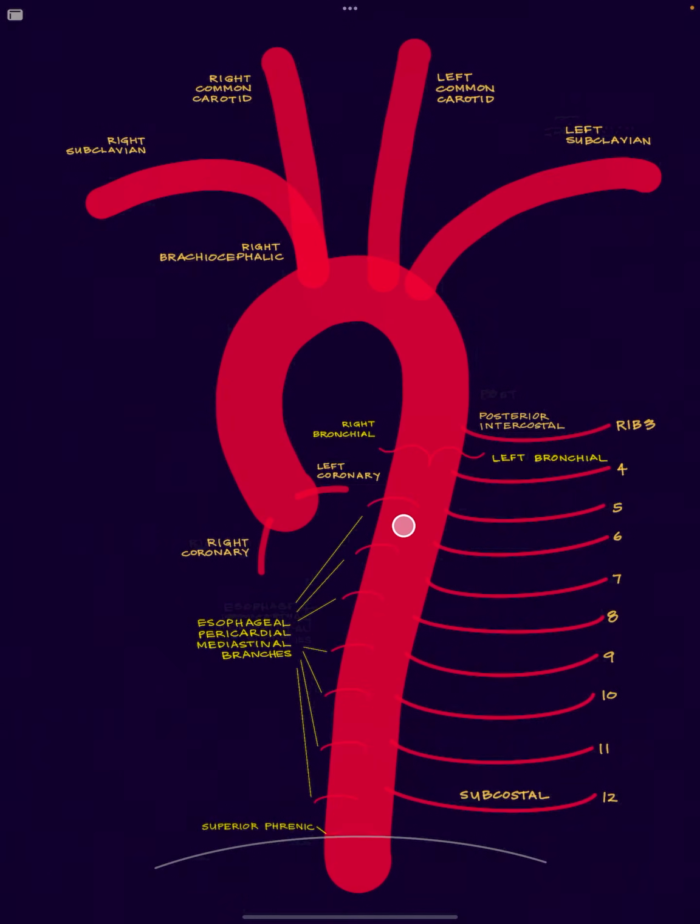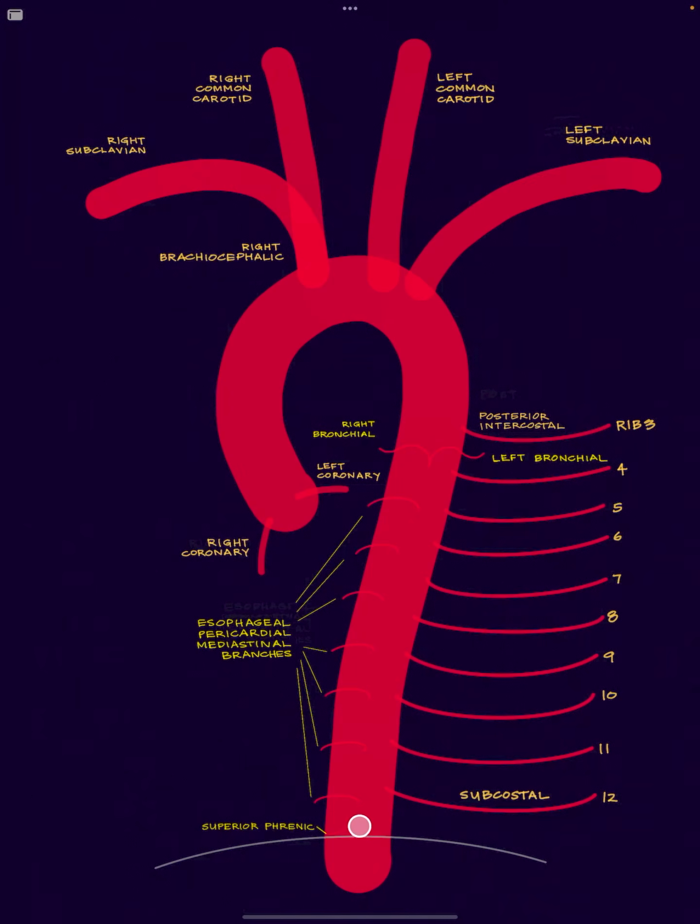And then next we have very small arteries that come off of the anterior aspect of the descending aorta, and these are esophageal arteries, pericardial arteries, and then mediastinal arteries that go to serve other organs in the mediastinum like lymph nodes. These arteries are usually pretty hard to see on CT and even on angiography.